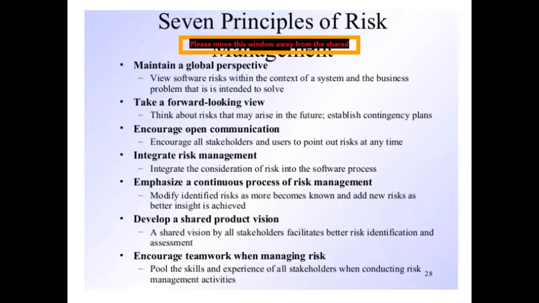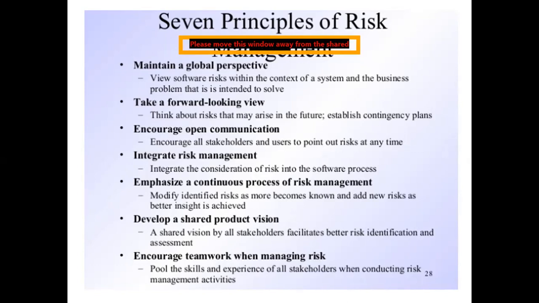Now there are seven principles of risk management. First is maintain a global perspective, take a forward-looking view, encourage open communication, integrate risk management, emphasize a continuous process of risk, develop a shared product vision, and encourage teamwork when managing risk. So we will always consider the seven principles of risk management when we manage risk.